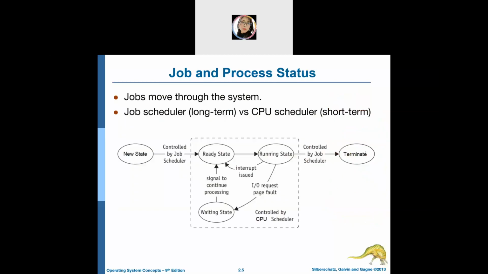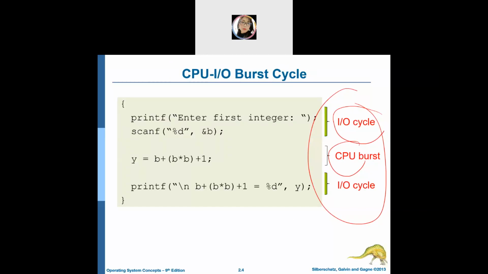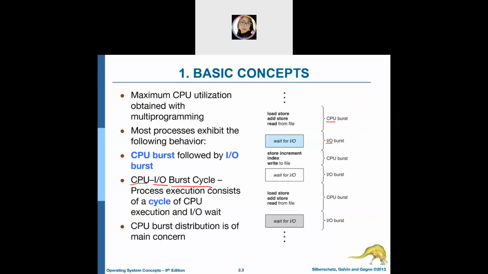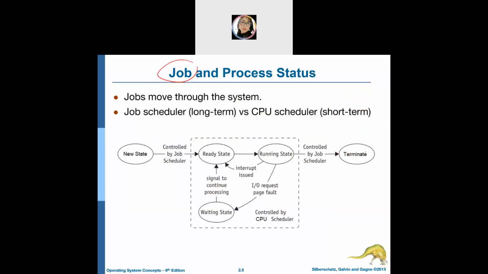You have the job and process status. There are two things under job, and in terms of process also, you need to look into several. First of all, you already understand the burst and cycle: the CPU burst and also the input output burst, when you're going to have a CPU burst and when you're going to have an input output burst. This one is easy for you to understand.